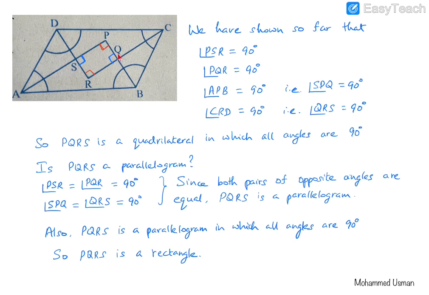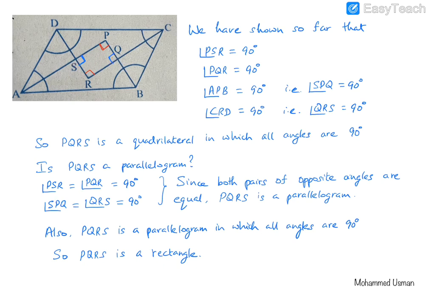Now the question is, is this PQRS a parallelogram? Now, one of the rules for the parallelogram is that the opposite sides should be parallel. We have seen these theorems in the previous lessons, that a parallelogram is a quadrilateral in which the opposite pair of sides are parallel. And the property of the parallelogram is that the opposite pair of angles are equal. So we see here in this figure that the opposite pair of angles in this quadrilateral are equal. So we have PSR and PQR are 90 degrees each, so they are equal to each other. So they are an opposite pair of angles which are equal.